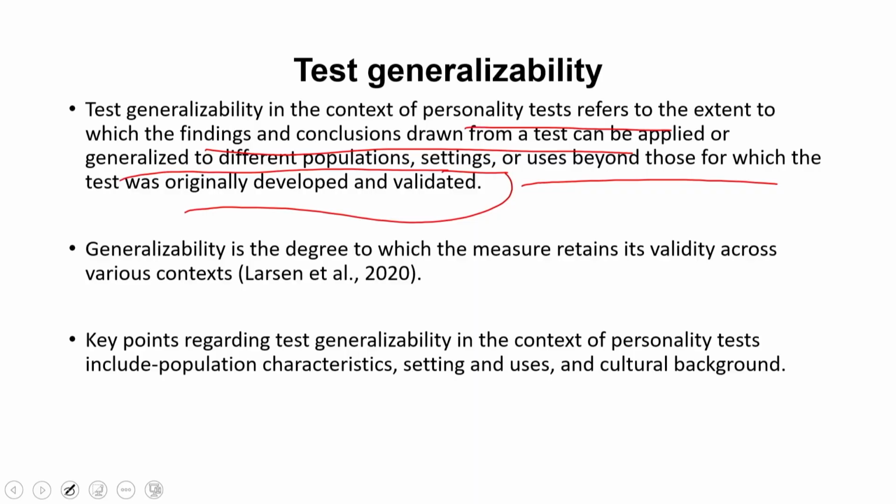Now, generalizability is the degree to which the measure retains its validity across various contexts. Will it also be valid in other contexts, or is it only valid within a particular context? So, in most tests, generalizability is tested based on population characteristics, setting and uses, and cultural background. Can they be generalized across population, across setting, across cultural background?